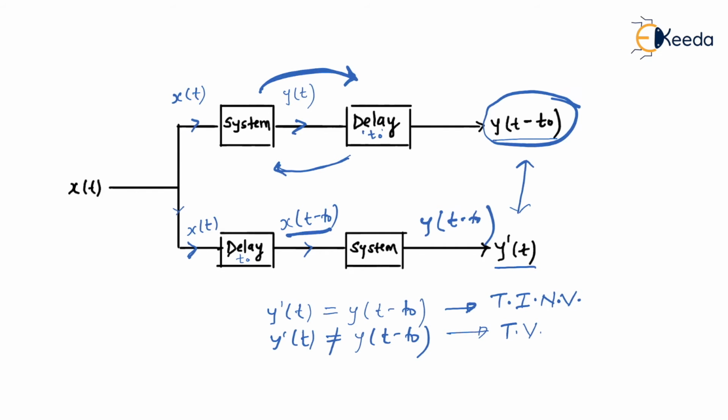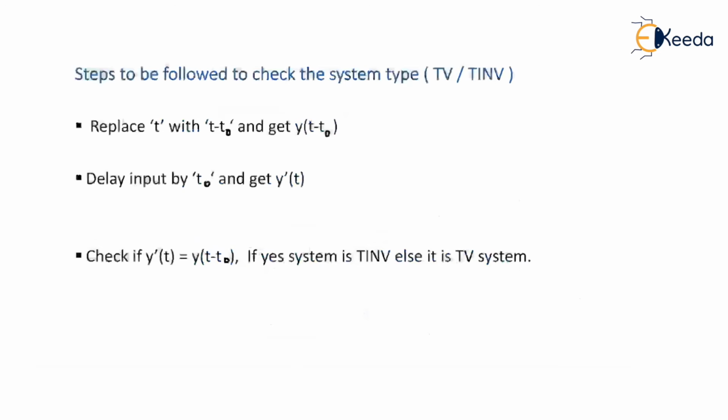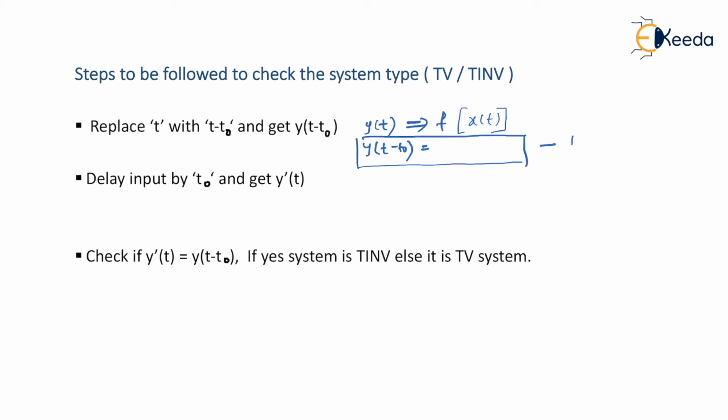So let's go through the steps to check whether a system is time variant or time invariant. In the first step, you have to replace t with t minus t naught and get y of t minus t naught. It is because most of the time y of t is expressed as a function of x of t. So whenever you replace t with t minus t naught, naturally this becomes y of t minus t naught. Whatever answer comes, it would be y of t minus t naught, and we will name this equation number 1.